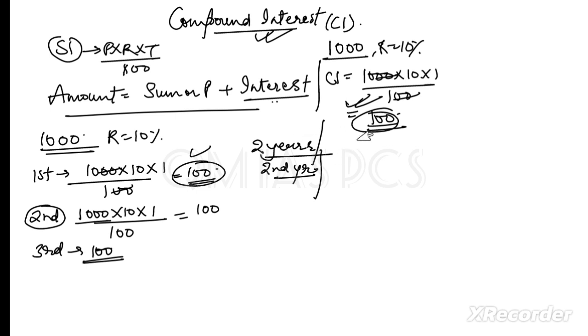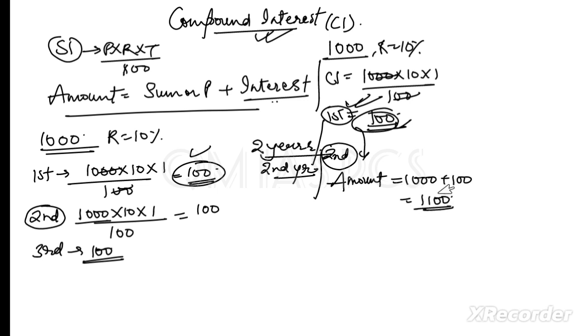That is for the first year. But in case of the second year, what will be your sum, that means your principal? You have to add this. After the first year, the amount is equal to 1,000 plus 100, that means 1,100. So this will be your sum for the second year.